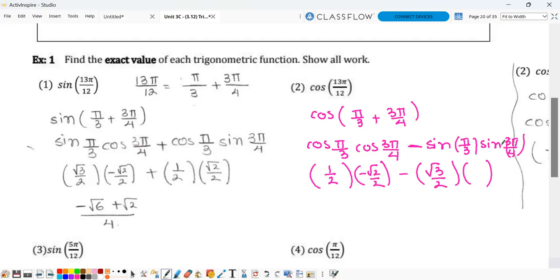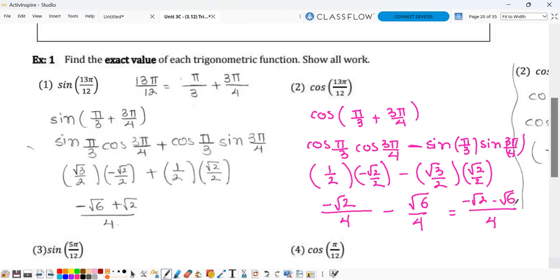Root 3 over 2. Cosine is positive in the second quadrant. And negative root 2 over 4. 3 times 2, 6. And for the final answer, you can just leave it like this.